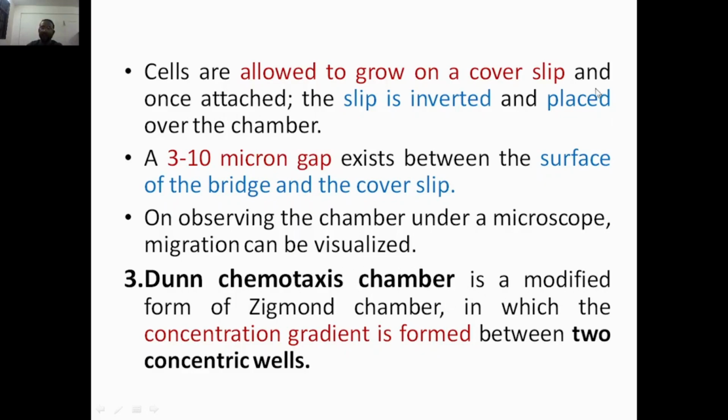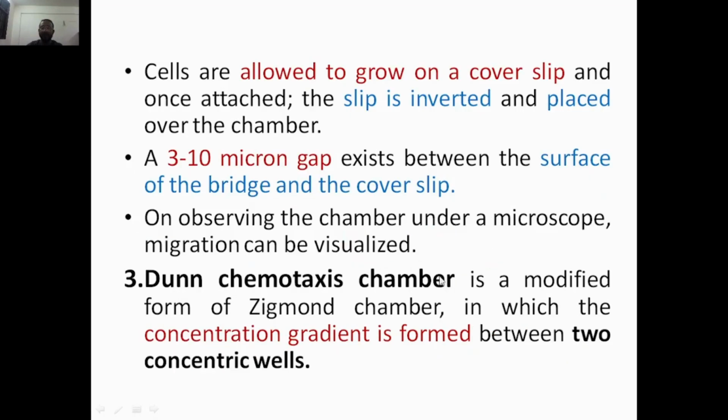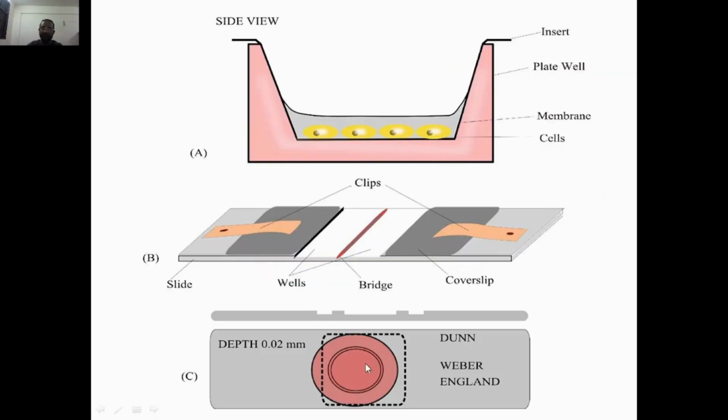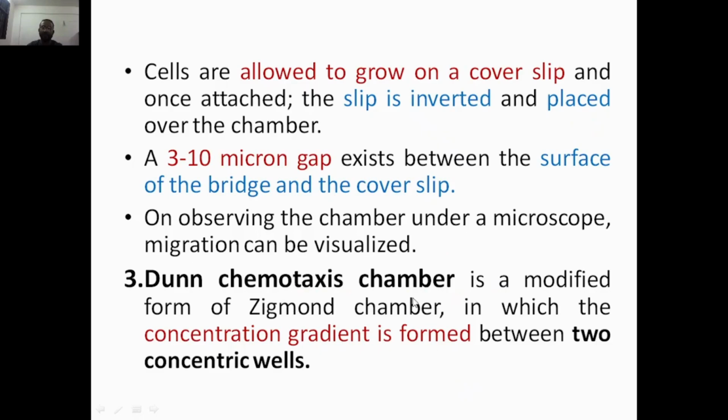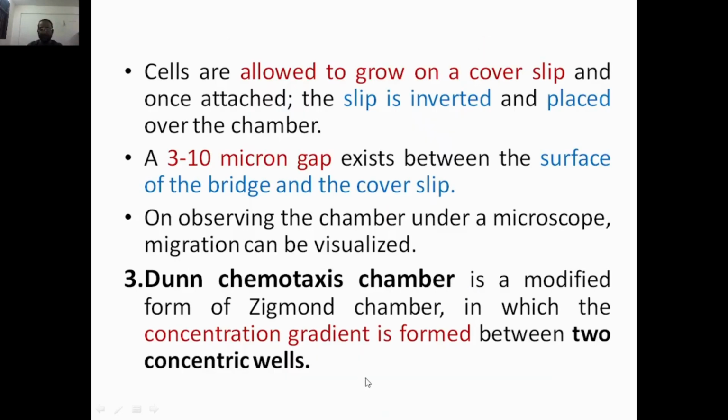Next we have the Dunn chemotaxis chamber. This is nothing but a modified version of the Zigmond chamber. The concentration gradient is formed between two concentric wells. Here, instead of two normal wells separated by a bridge, they will be concentric wells. So two different wells will be created, and the depth will be around 0.02 millimeter. It is from Weber, England, so we call it the Dunn chemotaxis chamber. Here also, because of the concentration gradient, the cells will move towards the center. That's why it works based on the concentric wells.